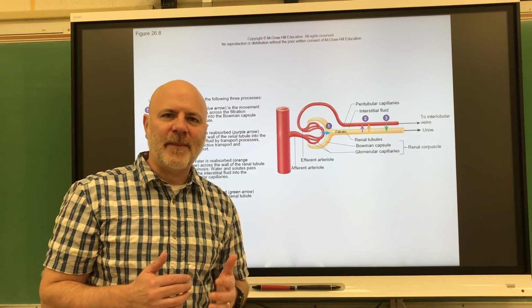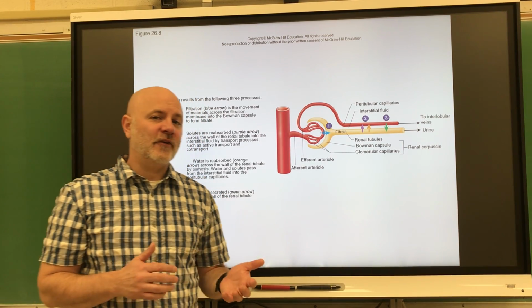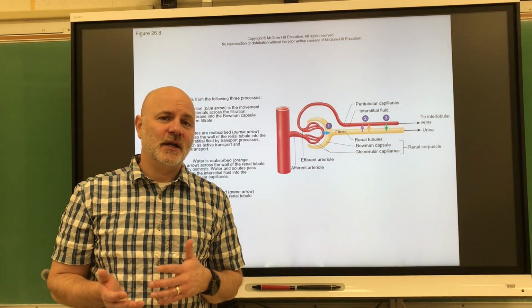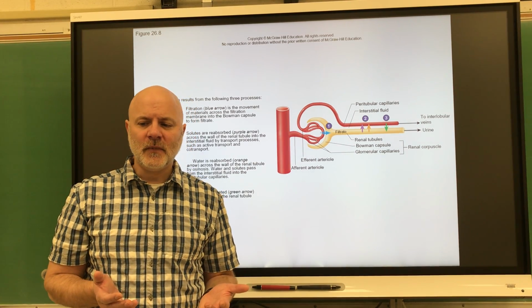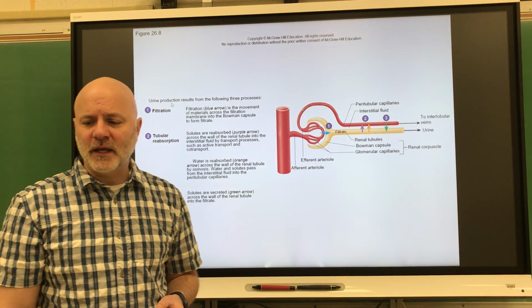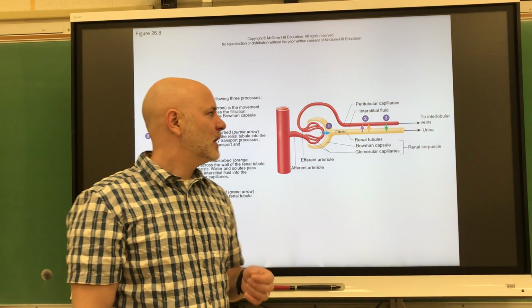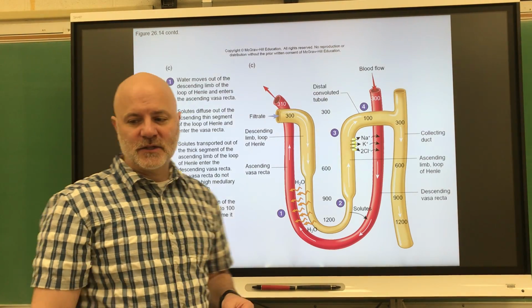So those were the three processes in making urine. So glomerular filtration, tubular reabsorption, and then tubular secretion. All right, so now let's look at the regulation of urine concentration and volume. So getting to this process.